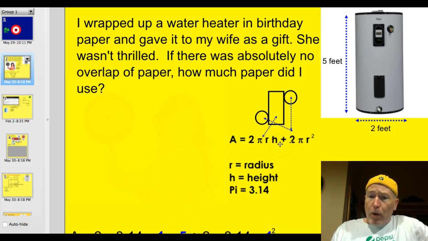Okay, the other part of the equation, you add to it 2 pi r squared. Well, we know that pi r squared is one circle, so 2 pi r squared is going to add both of these circles in. So what does this look like? Well, we're going to go ahead and do that.